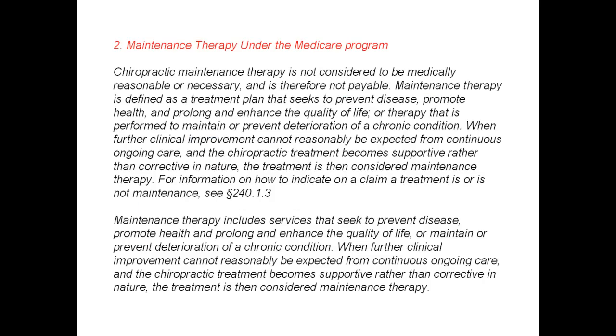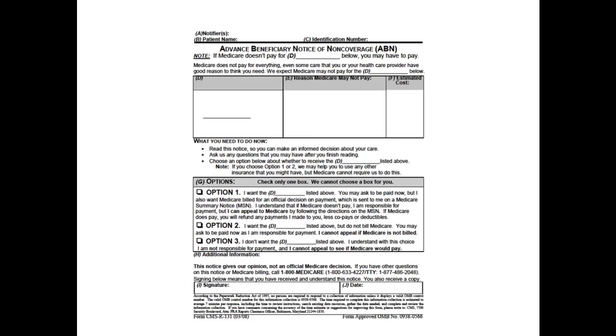Finally, let's look at Medicare's definition of maintenance care. In their own words, when further clinical improvement cannot reasonably be expected from continuous ongoing care, and the chiropractic treatment becomes supportive rather than corrective in nature, the treatment is then considered maintenance therapy. Since Medicare does not pay for maintenance care, you will need to have an ABN signed by the patient. An ABN is Advanced Beneficiary Notice. Any time that you suspect that Medicare may reject the services, it is wise to have the patient sign an ABN indicating that they accept financial responsibility if Medicare rejects the services.